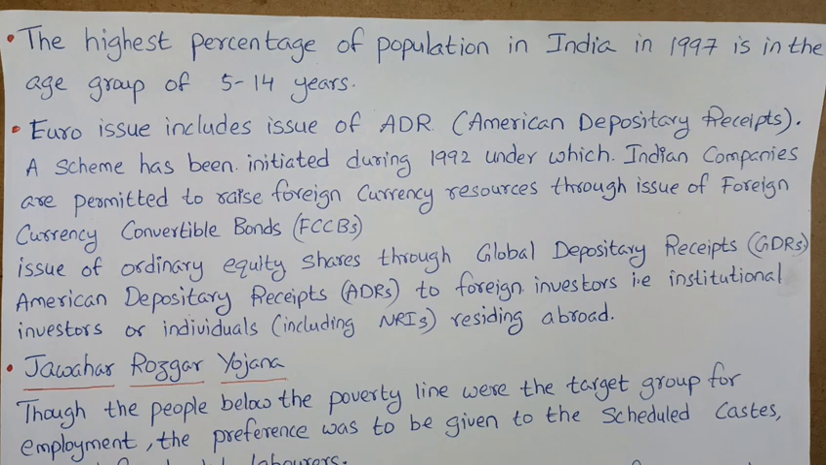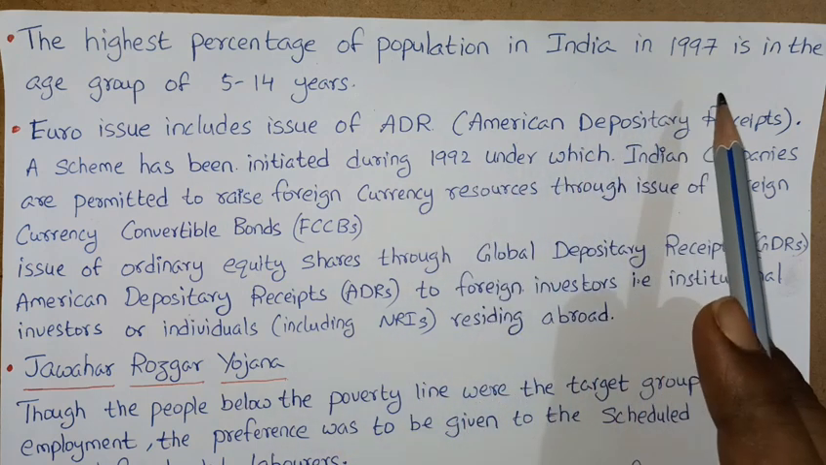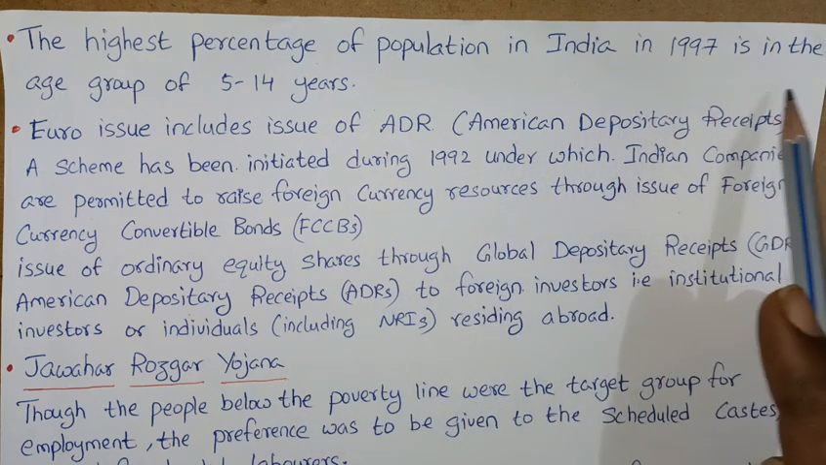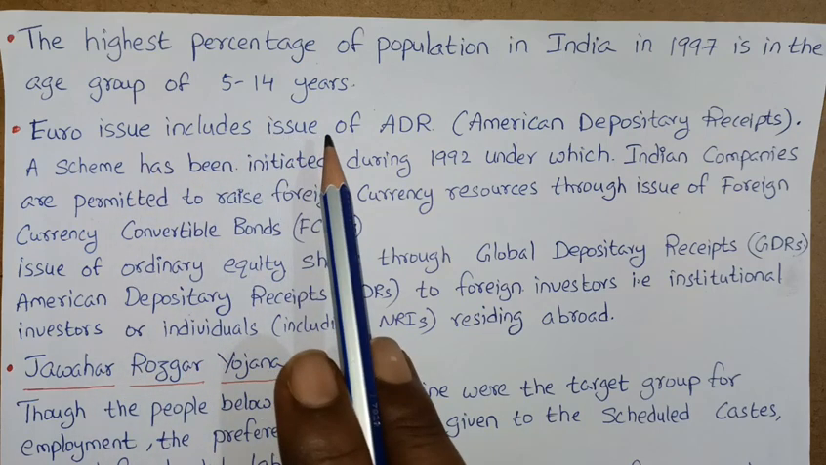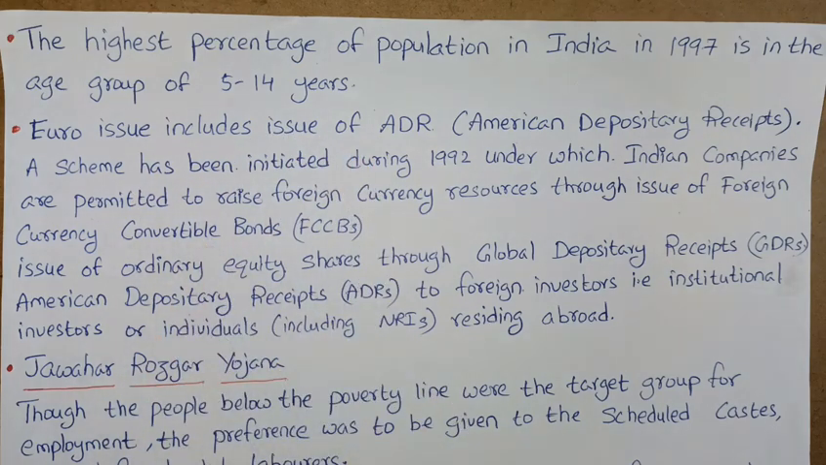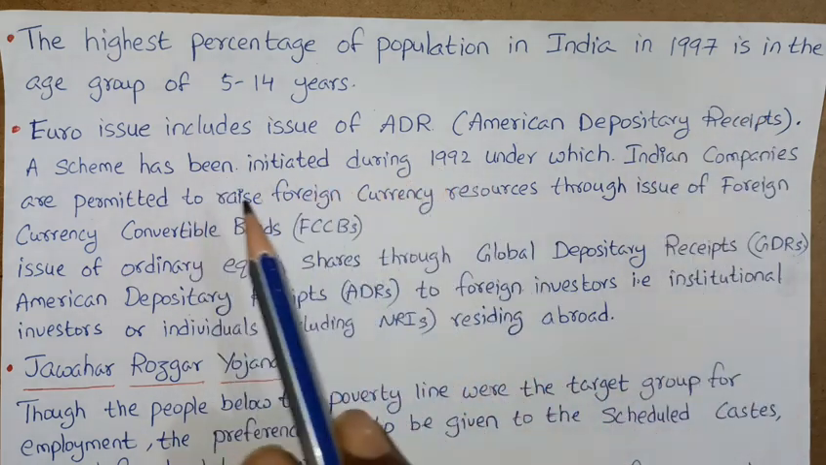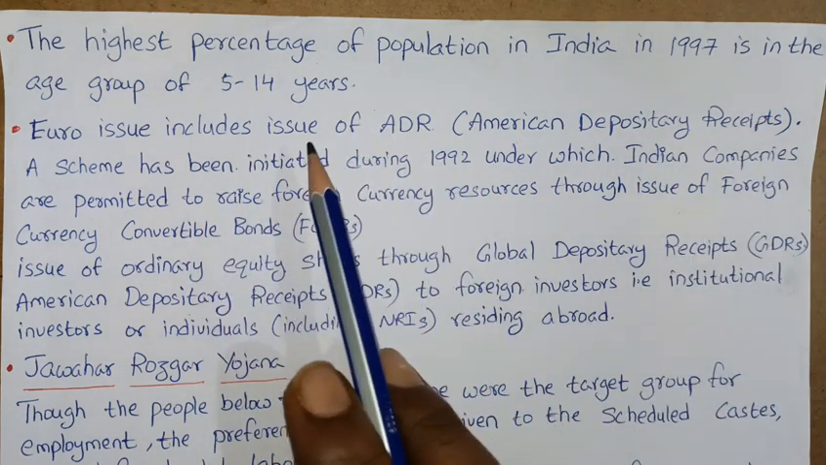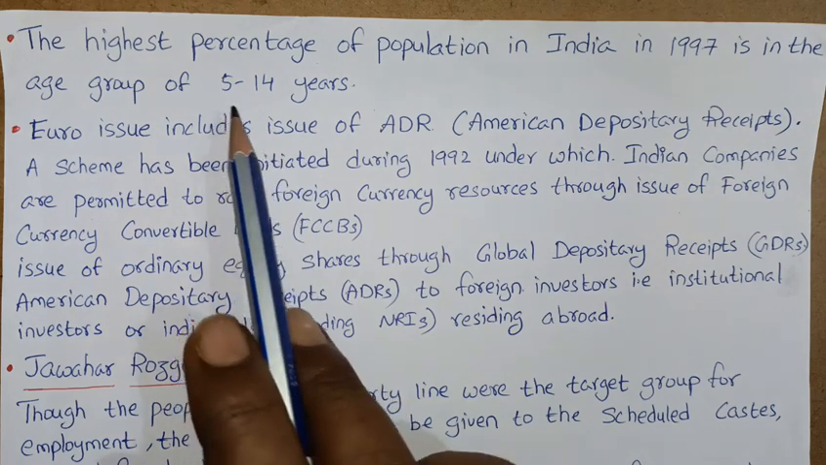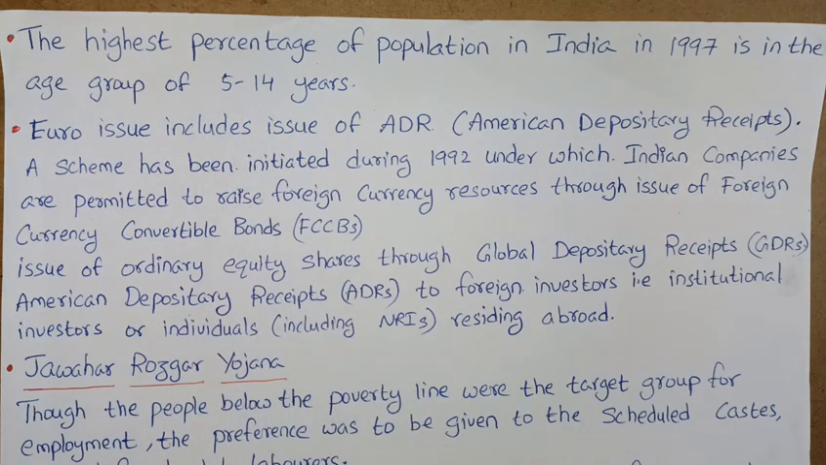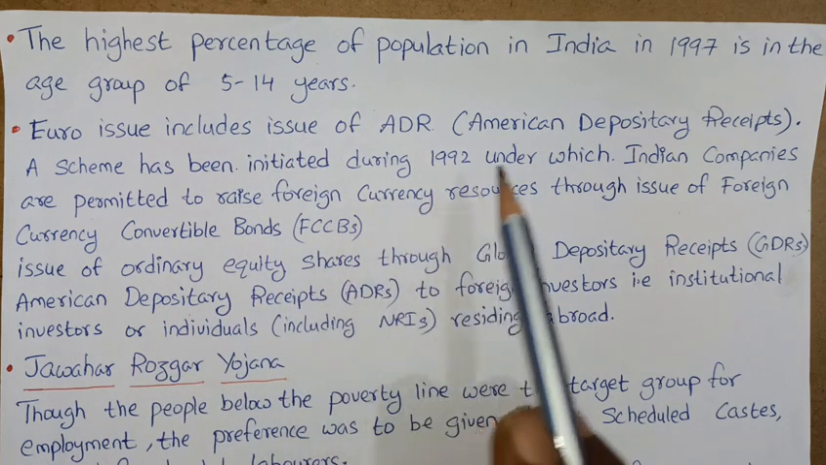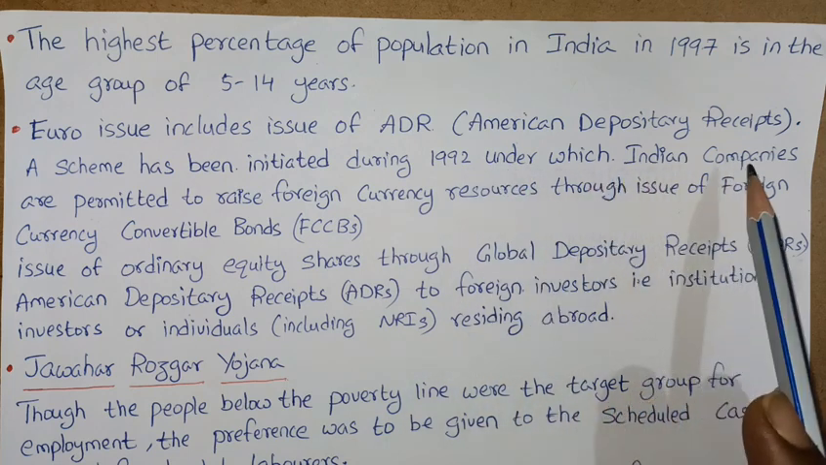Okay, the highest percentage of population in India in 1997 is in the age group of 5 to 14 years. So in 1997 in our country, the highest percentage of population, if you see the age group, it is 5 to 14 years.